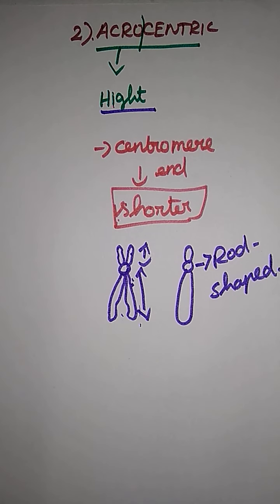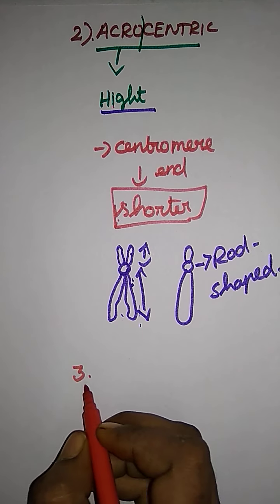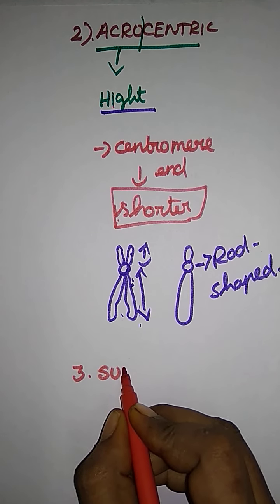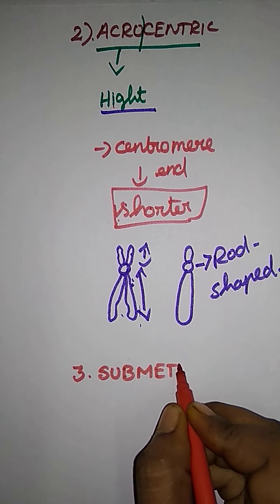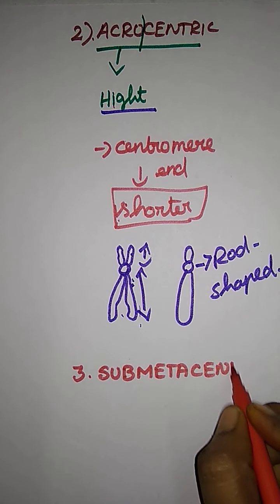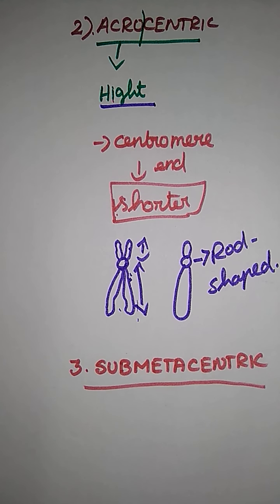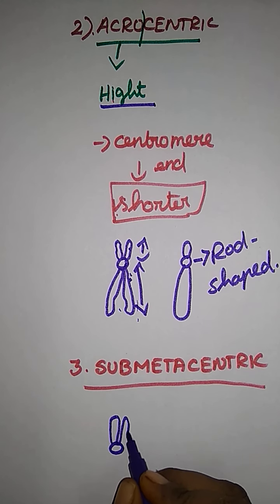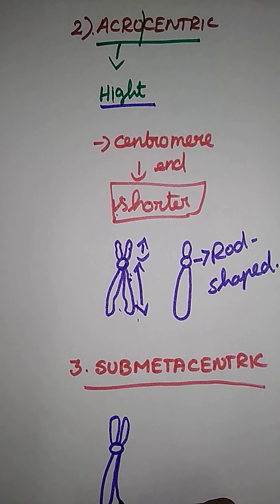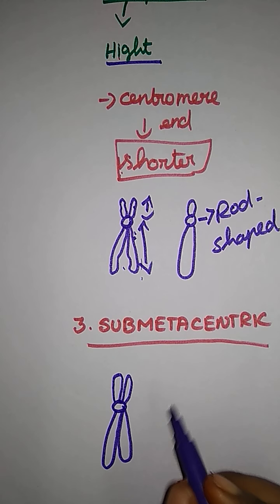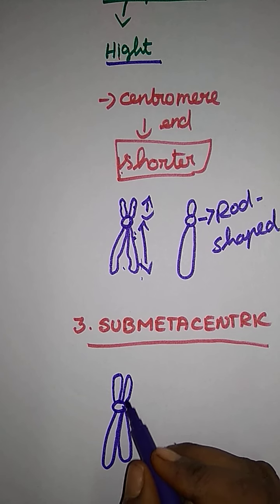Let me move on. Next one, the third point. The third chromosome is submetacentric. Here, submetacentric. Meta means beyond. Here in a submetacentric, this is the centromere. The centromere is found near to the center of the chromosome. Just near, not equally. Just near to the center. Near to the center of the chromosome, they are formed as unequal.